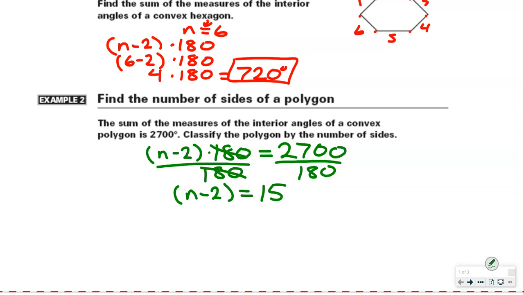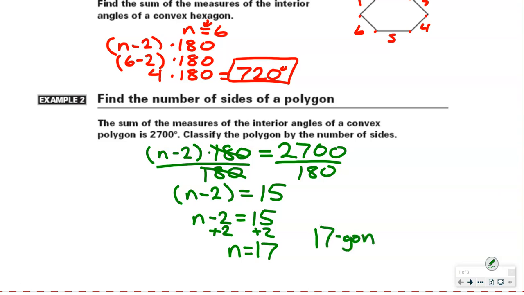All right, now I can drop my parentheses. I've got n minus 2 equals 15. And now I can add 2 to the other side to get n by itself. So the value of n is 17. So it is a 17-gon, a 17-sided figure. Remember, if it's one of these big values, it's not a triangle, quadrilateral, pentagon, hexagon, heptagon, octagon, nonagon, decagon, dodecagon, I think it was 12. If it's not one of those known named figures, just call it however many sides it is, gon. So it's a 17-gon.